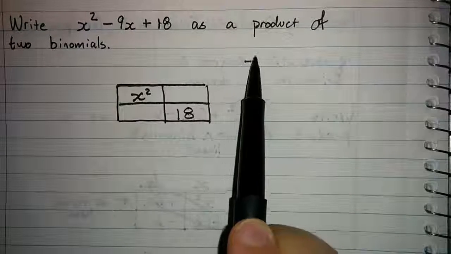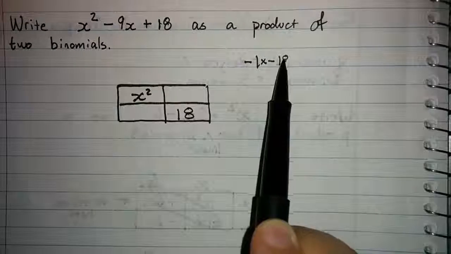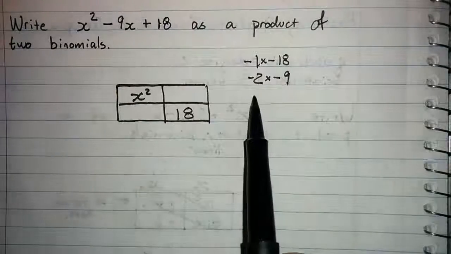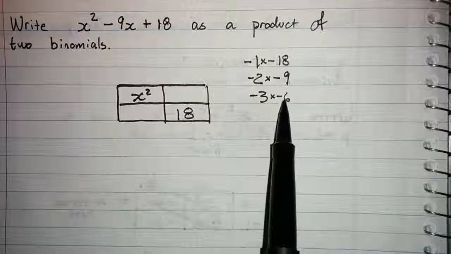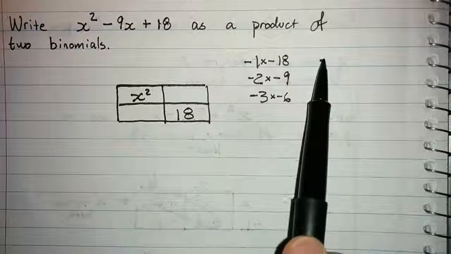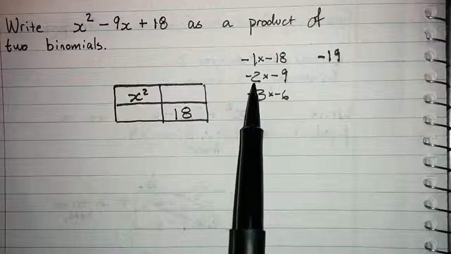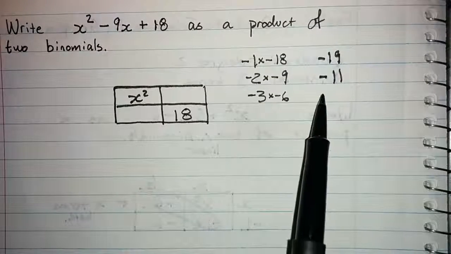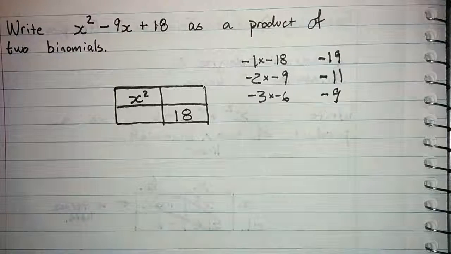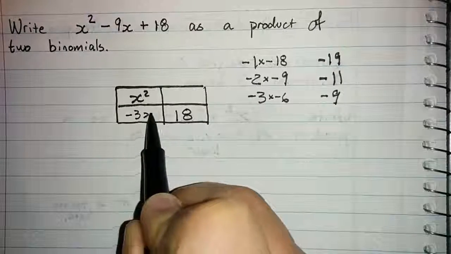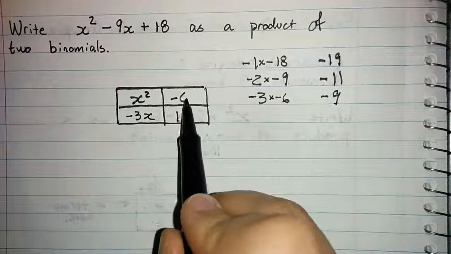All right, so we'll have negative 1 times negative 18, negative 2 times negative 9, negative 3 times negative 6, and then the other way around, right? Those are the only ways to factor 18. Negative 1 plus negative 18 is negative 19. Negative 2 plus negative 9 is negative 11. Negative 3 plus negative 6, there's our negative 9. So here we have negative 3x. Here we have negative 6x.